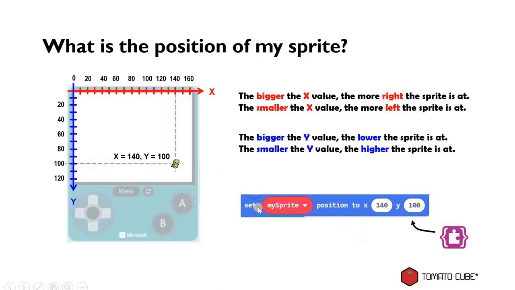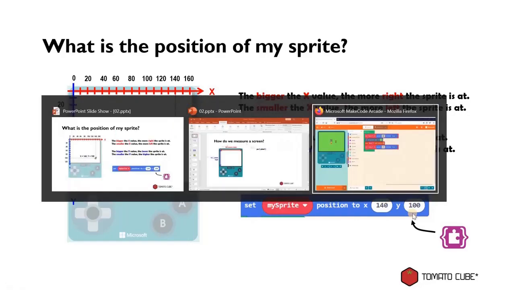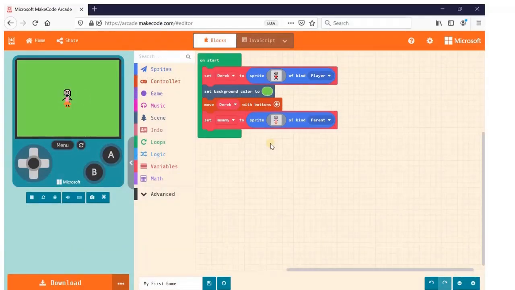So therefore, I have this block and set the position to x equals to 140 and y equals to 100. So going back to my code editor, I have my mother right now at the middle of the screen because I didn't set the position. By default, it will appear at the middle of the screen. So let's set my mother character to be on the right hand side over here.